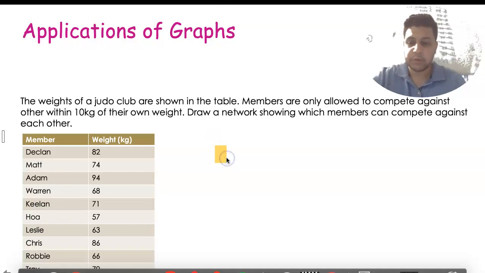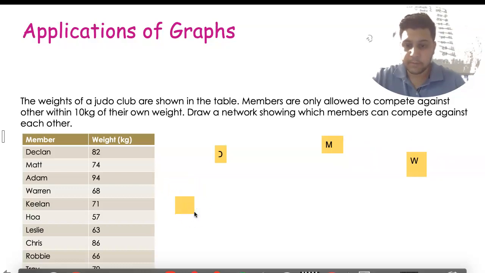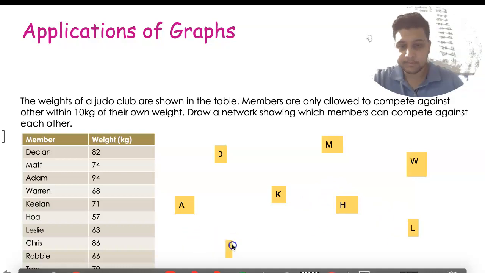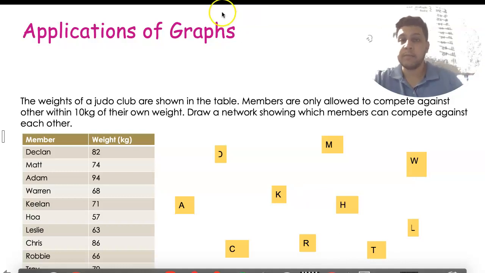So Declan will use a D. Matt will be an M. Warren, oh, I've forgotten Adam. Adam, it's going to be a very messy network in this case, guys. Obviously, once you've kind of done your draft, you can clean it up a bit if you need to. Keelan, Hoa, Leslie, Chris, Robbie, and Troy. Okay, I'm going to use the freehand draw line. That way I'm not intercepting other people's boxes. So it is going to be quite a messy one.